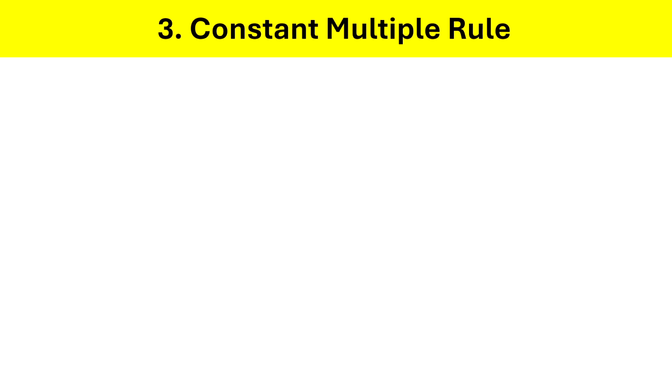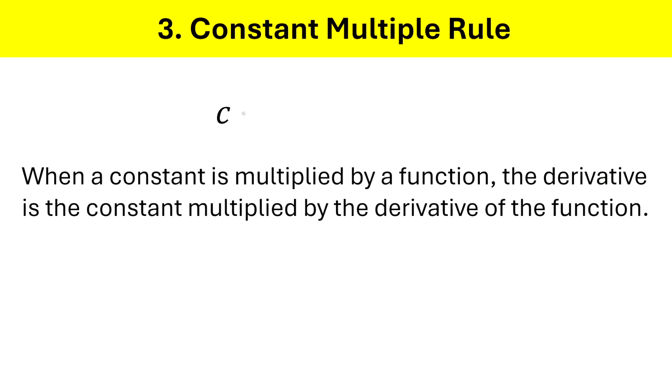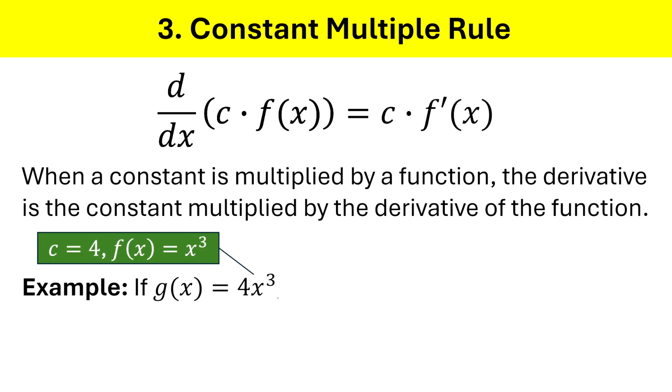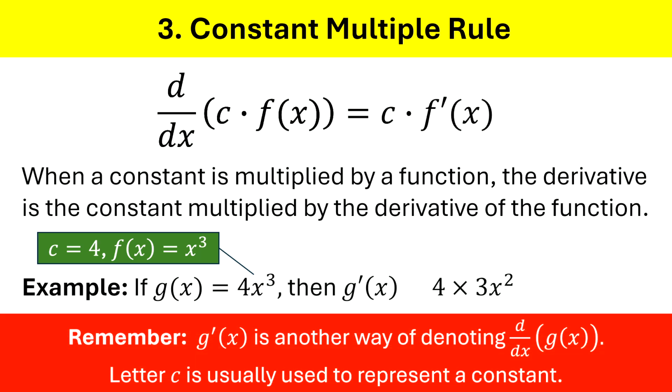Next, the constant multiple rule. When a constant is multiplied by a function, the derivative is the constant multiplied by the derivative of the function. For example, if g of x equals 4x cubed, meaning that c is 4 and f of x is x cubed, then the derivative equals 4 times 3x squared, which equals 12x squared.